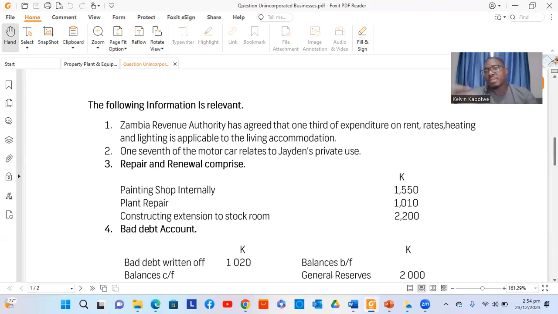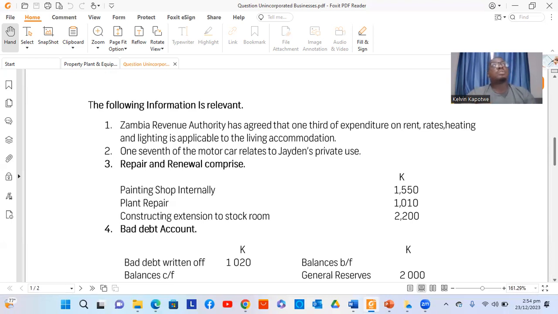So an expenditure spent on that engine cannot be disallowed. All right. So you must be very, very careful in dealing with some of these things, especially when it comes to renewal. So a renewal, you're replacing a substantial component of that particular asset. Or for example, you're adding value.